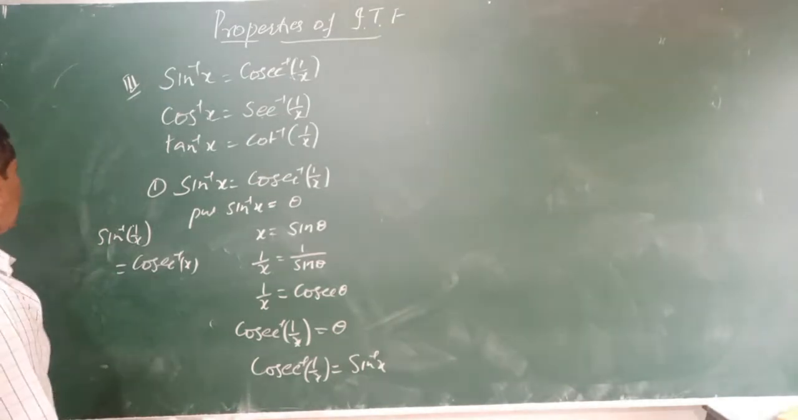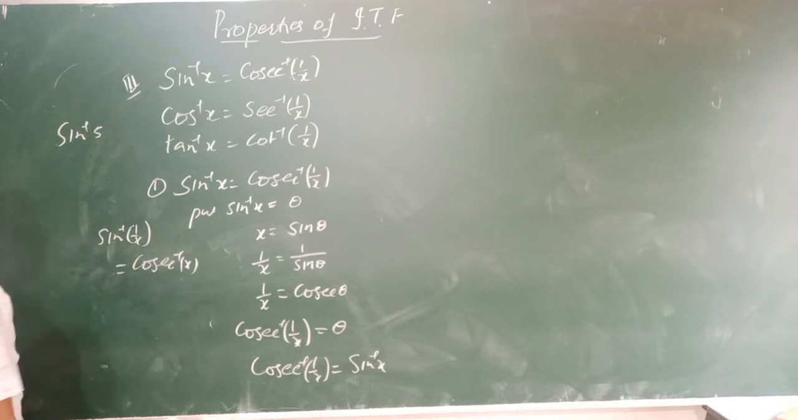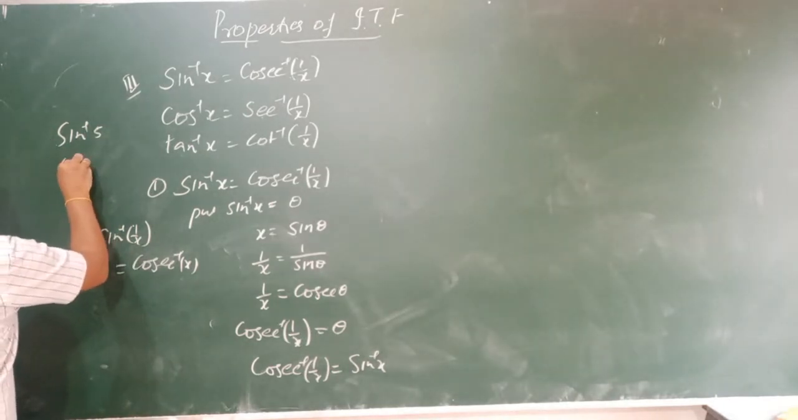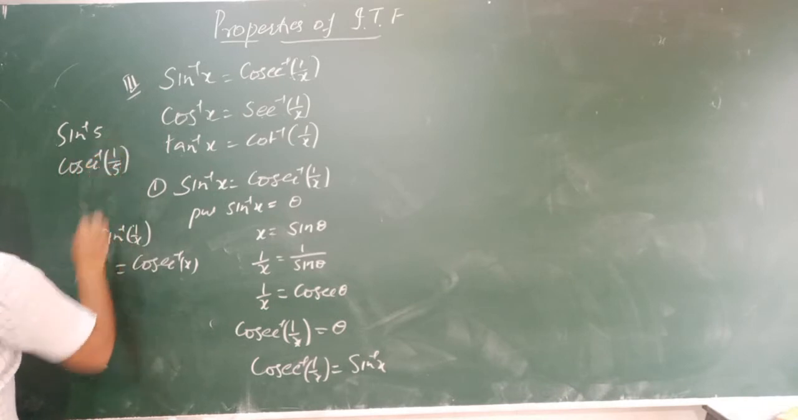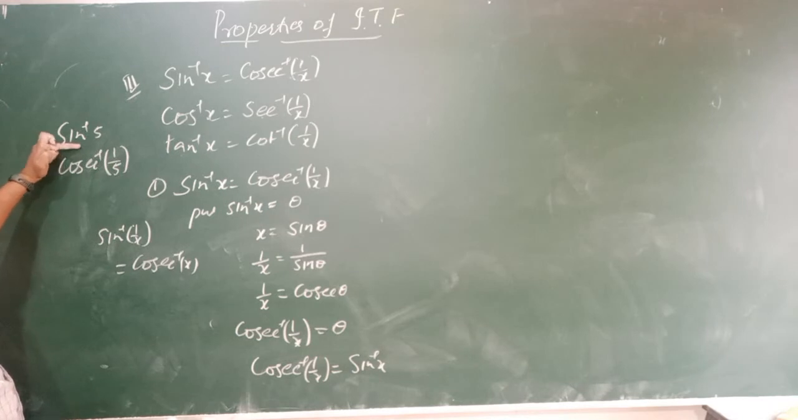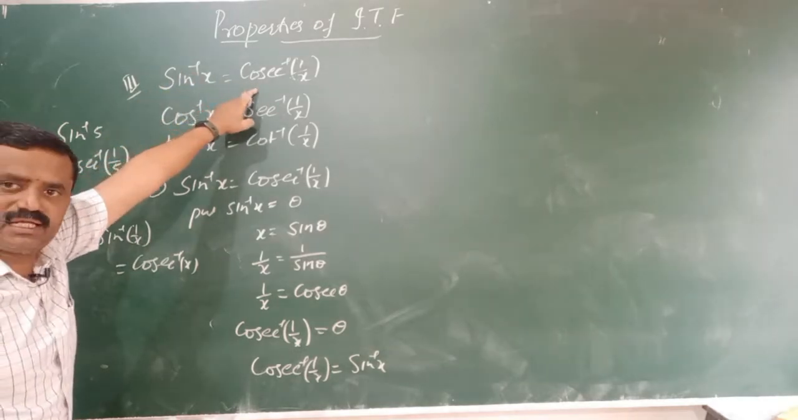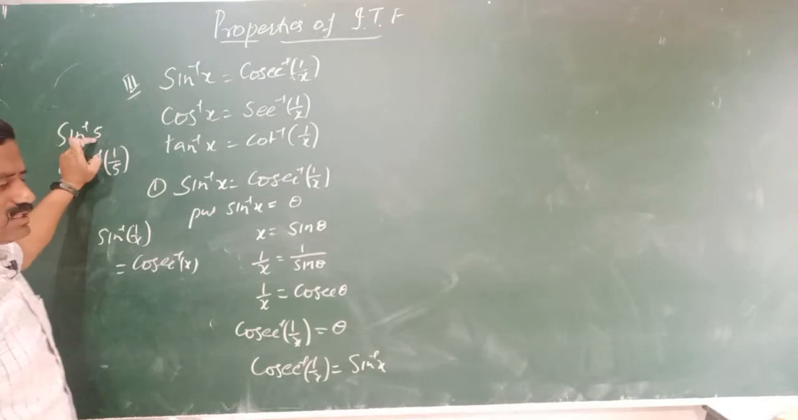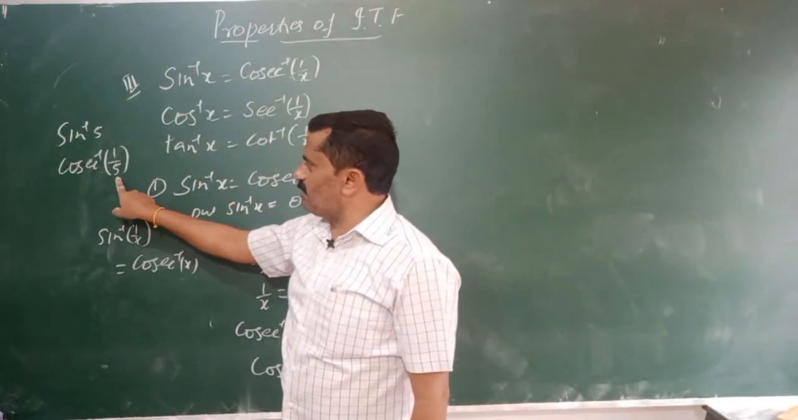For example, sin inverse of 5 can be written as cosecant inverse of 1 divided by 5. Again, it is in the form of sin inverse x. We know that sin inverse x can be written as cosecant inverse of 1 by x. Similarly, sin inverse of 5 can be written as cosecant inverse of 1 by 5.